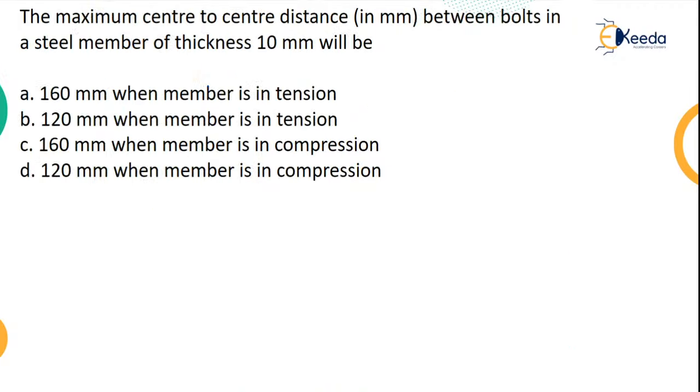Now moving on to question number 9. So what do we have in question number 9? The maximum center to center distance in mm between bolts in a steel member of thickness 10 mm will be. Now check, very, very important question.